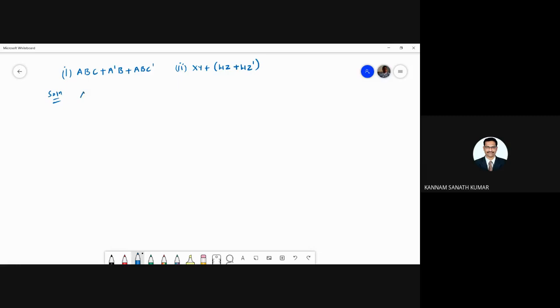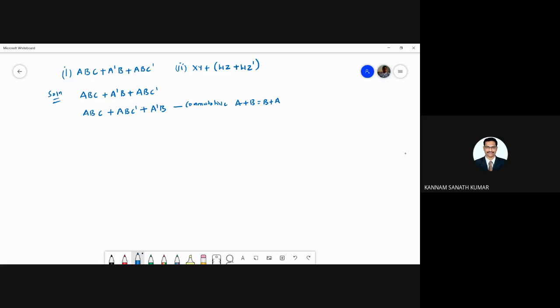If you see this one, A B C plus A dot B plus A B C dash. Now you write in order. You have to apply the commutative law. A B C dash plus A dash B, so this is nothing but from commutative. Commutative means what? A plus B equals B plus A. So this is the commutative law.